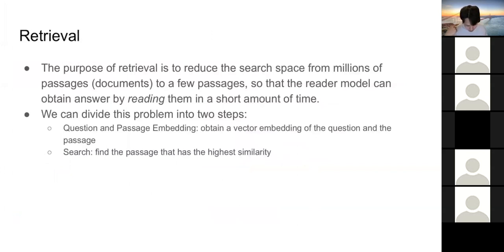Okay, so the purpose of retrieval is to reduce the search space from millions of passages to a few passages so that the reader model can obtain the answer by reading them in a short amount of time. So we can divide the problem into two stages, right?